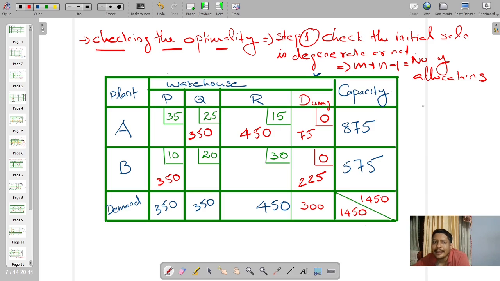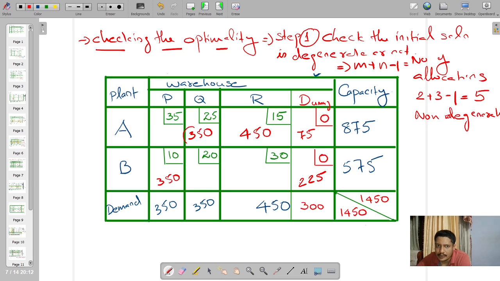So we have m value as 2. We have 2 rows and 3 columns, so 2 plus 3 minus 1. And the number of allocations we have is 1, 2, 3, 4 and 5. So the problem is non-degenerate. We can go for the calculations.